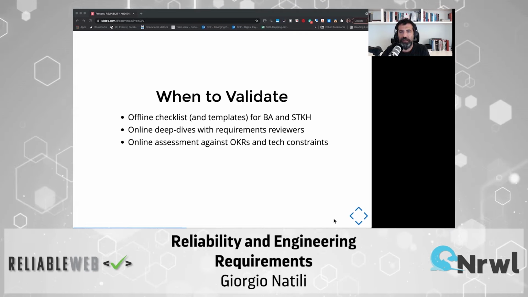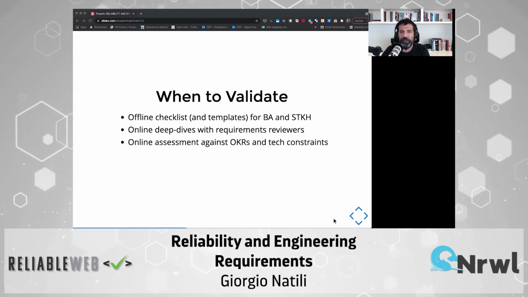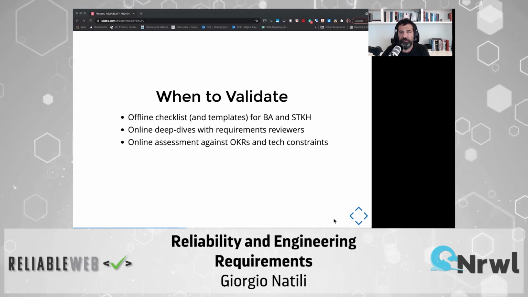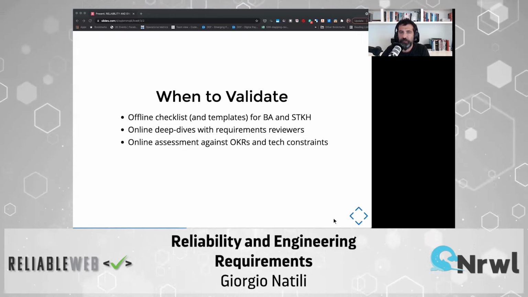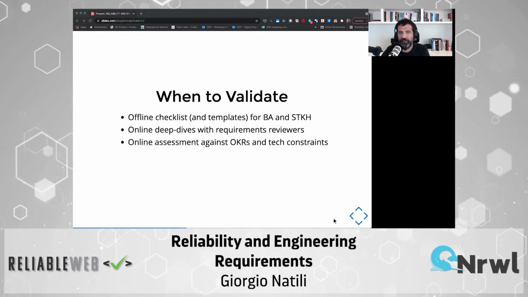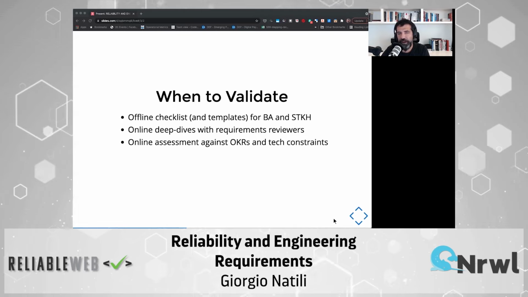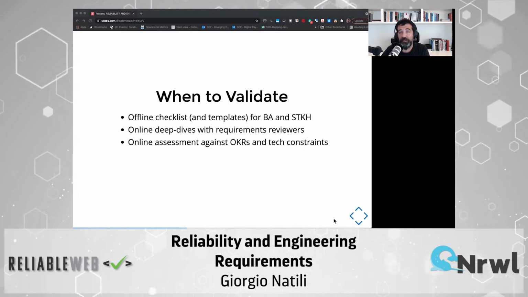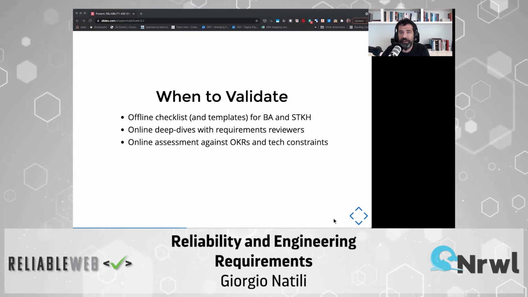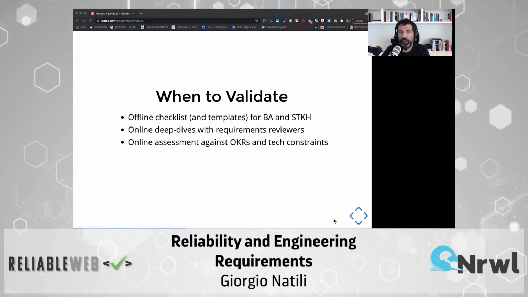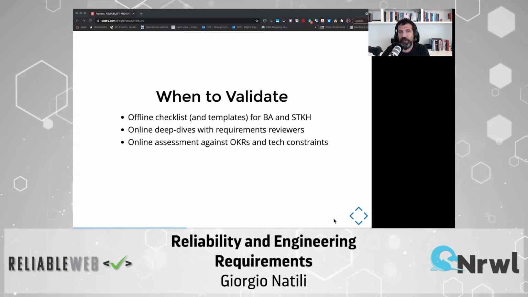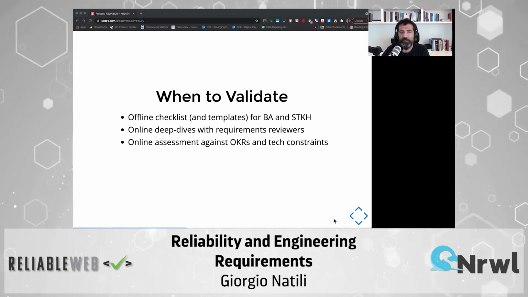When you want to validate is another point that you should evaluate and assess in your organization. Overall, I see 3 main moments. One is an offline checklist. Basically, you can provide your requirements writers, your stakeholders, with checklists and templates, and your business analysts and stakeholders can simply use that to come out with requirements that meet a minimum bar that you want to apply.